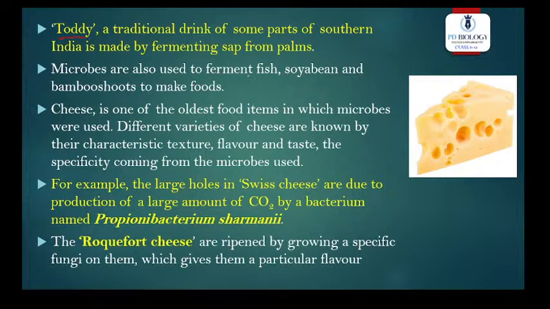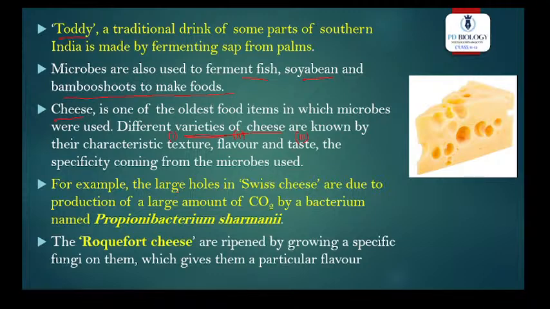Microbes are also used to ferment fish, soybean and bamboo shoots to make food. Cheese is one of the oldest food items in which microbes are used. Different varieties of cheese are known by their characteristics on the basis of their texture, flavor, taste, thus specifying the microbes used.